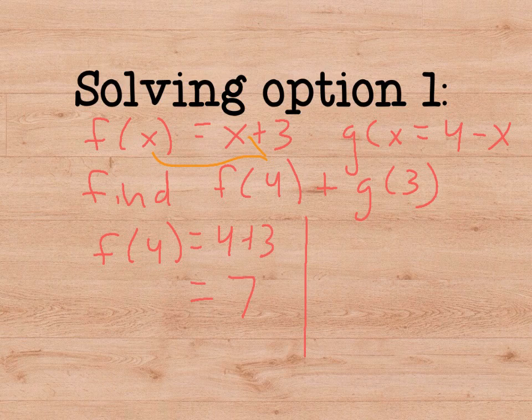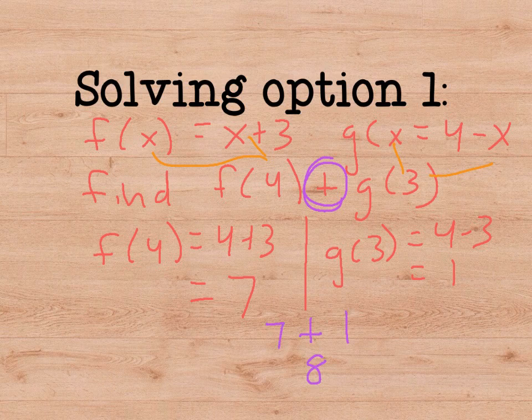Then I'm going to think about the g side. The 3 takes the place of the x as well. So here, g of 3 will equal 4 minus 3, which equals 1. Now what I can do is think about what my ultimate goal was. I wanted to find this plus, so now I just finish this with 7 plus 1 and get an answer of 8. This is one way to solve this. On the next screen, I'll show you another option.